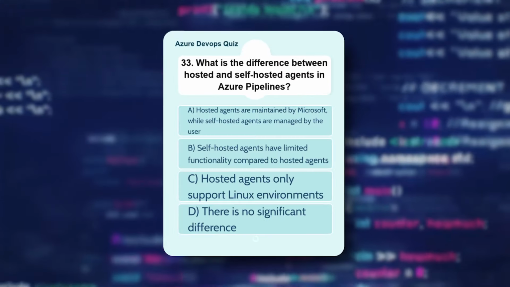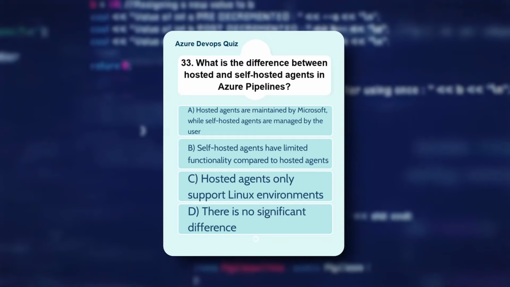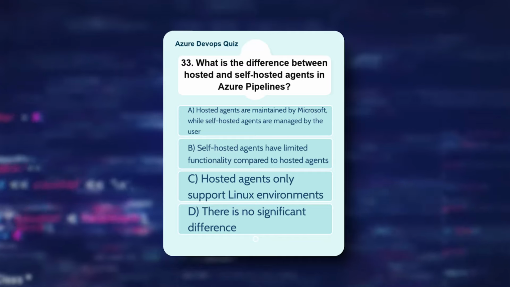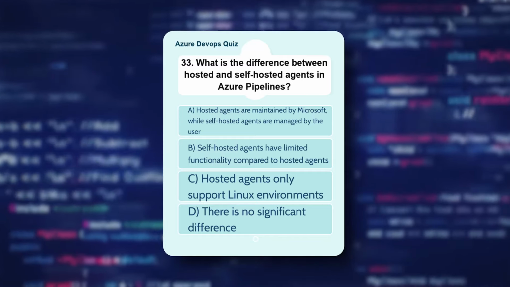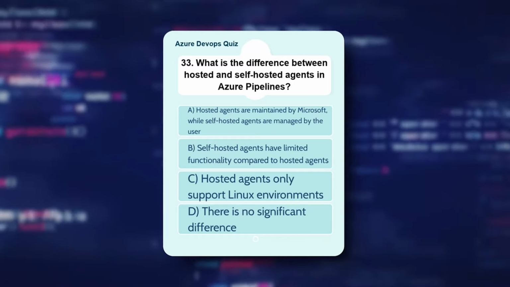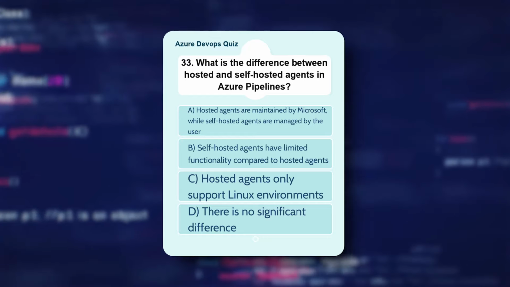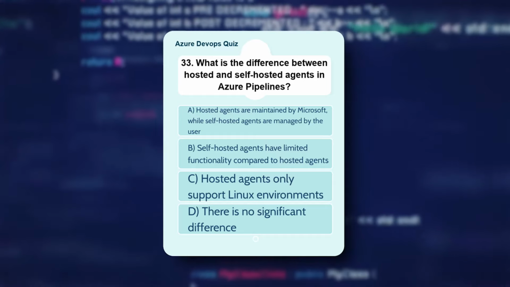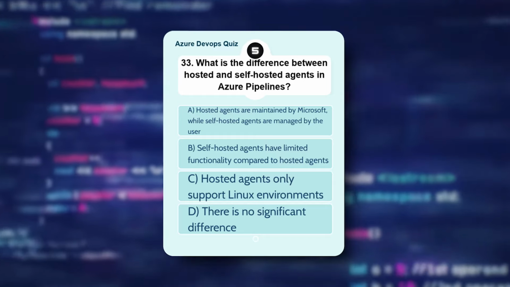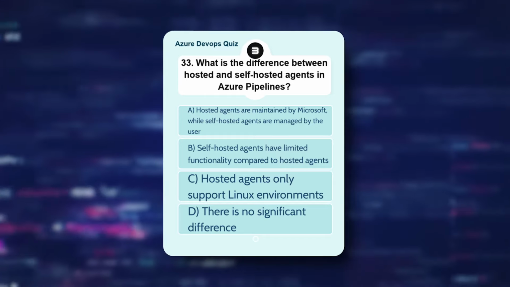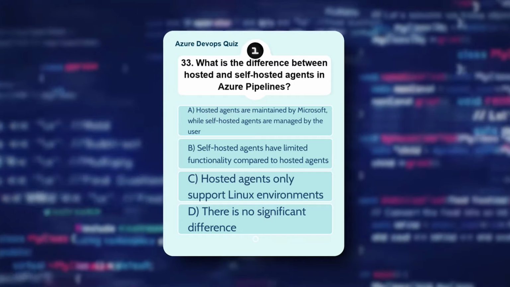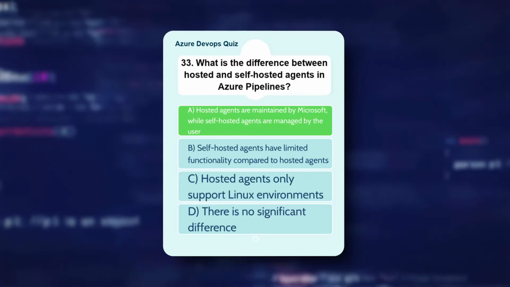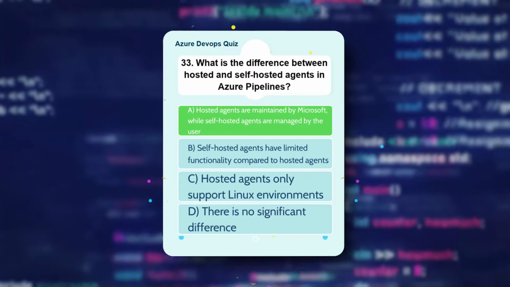33. What is the difference between hosted and self-hosted agents in Azure Pipelines? A. Hosted agents are maintained by Microsoft, while self-hosted agents are managed by the user. B. Self-hosted agents have limited functionality compared to hosted agents. C. Hosted agents only support Linux environments. D. There is no significant difference. Answer: A. Hosted agents are maintained by Microsoft, while self-hosted agents are managed by the user.